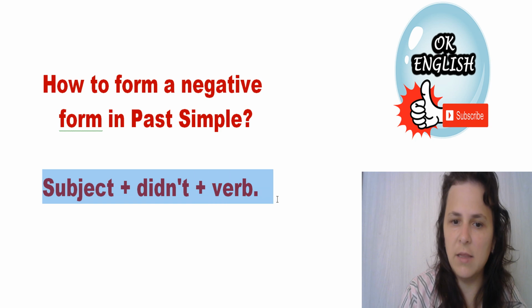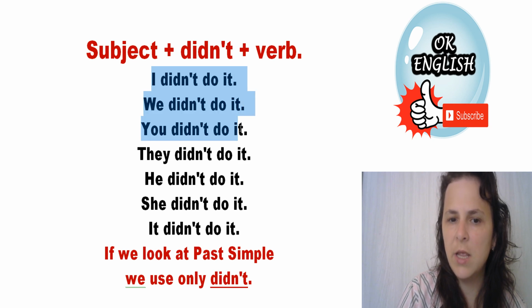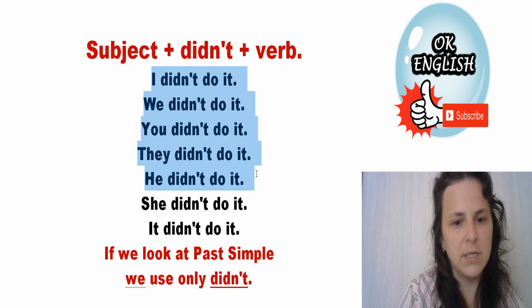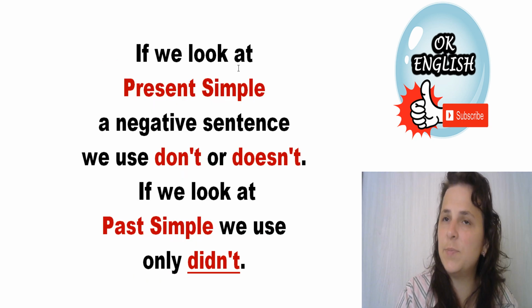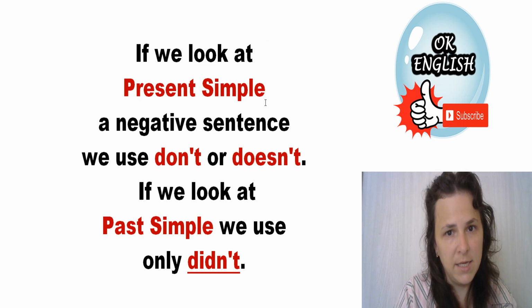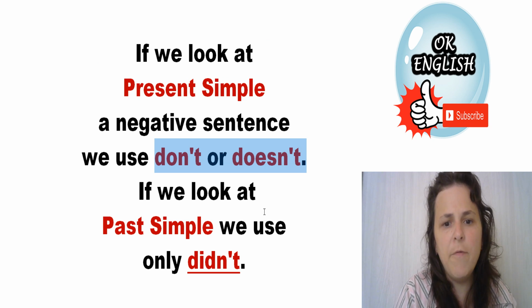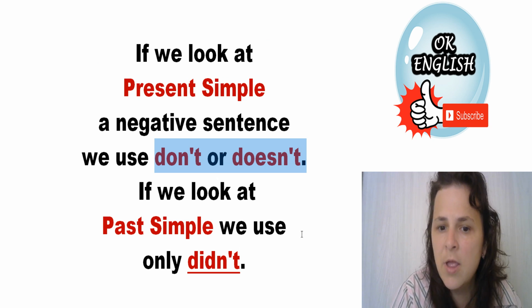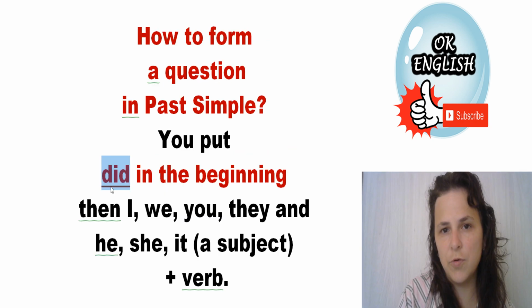How to form a negative form in past simple? Subject plus didn't plus verb. For example, I didn't do it. We didn't do it. You didn't do it. They didn't do it. He didn't do it. She didn't do it. It didn't do it. If we look at present simple and negative sentences, we use don't or doesn't. If we look at past simple, we use only didn't. Only didn't.